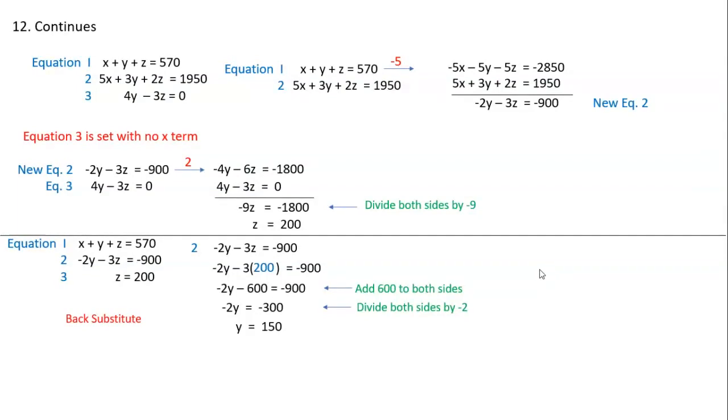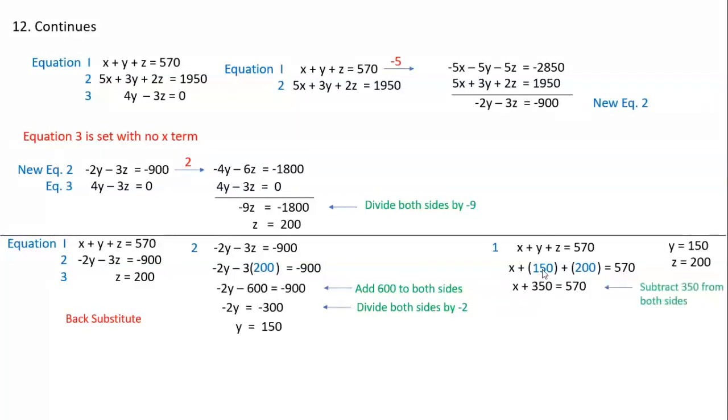Now I just have to plug it into my equation that has the three unknowns. Again, I'm going to be nice to myself and pick that first one, because it's easy to solve for my remaining x. Here I have y and z already, so let's plug those in. 150 plus 200 is 350. Subtract 350 on both sides, and x is equal to 220. Now I know the solution: 220 tickets were sold for the adults, 150 for the teenagers, and 200 for the preteen.